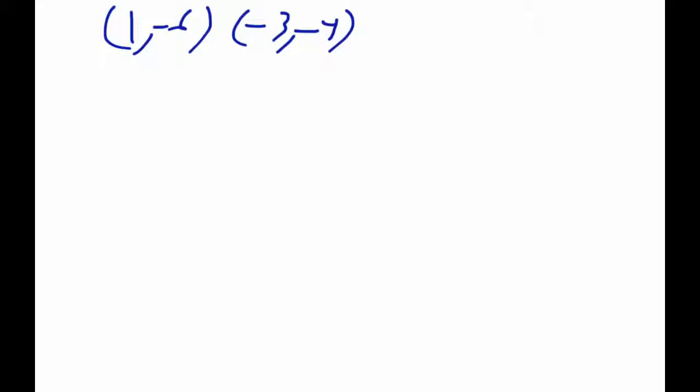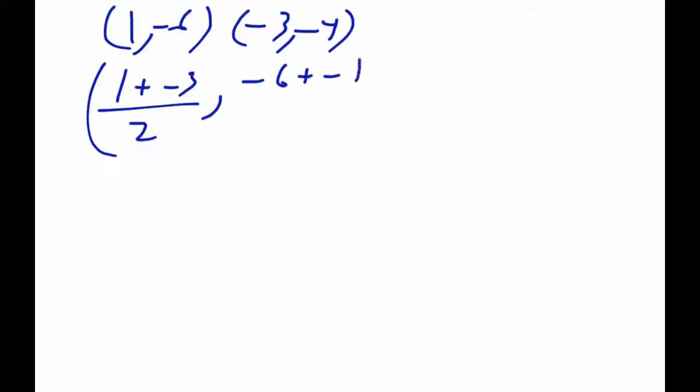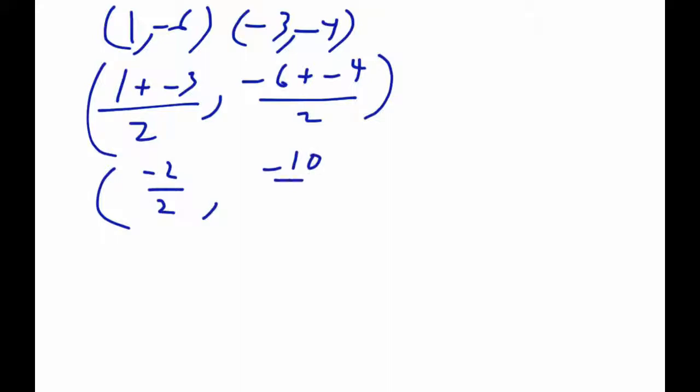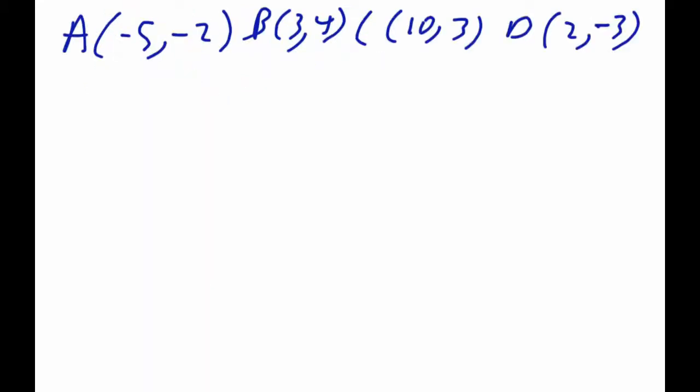Alright, in order to find the midpoint, we're going to add the x's, divide by 2. Add the y's, divide by 2. So that's negative 2 over 2, negative 10 over 2, negative 1, negative 5. Alright, in question 2 we want to know if this is a parallelogram.